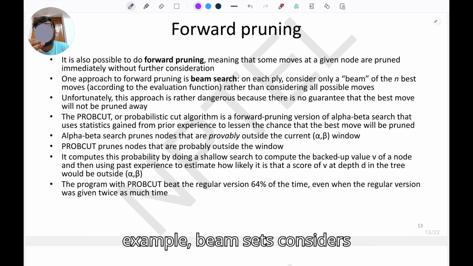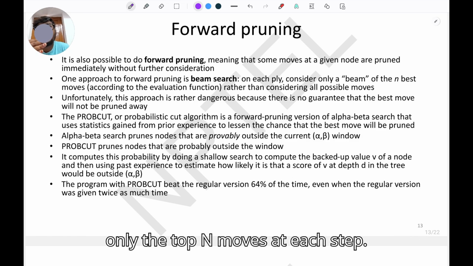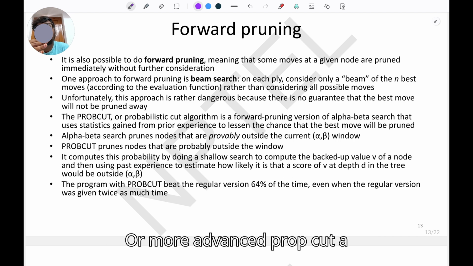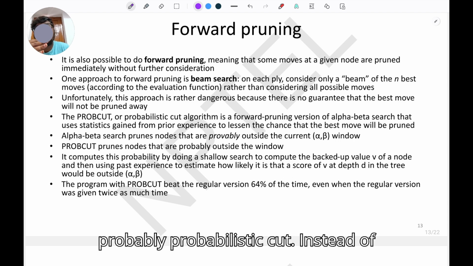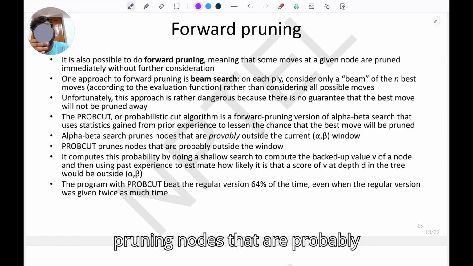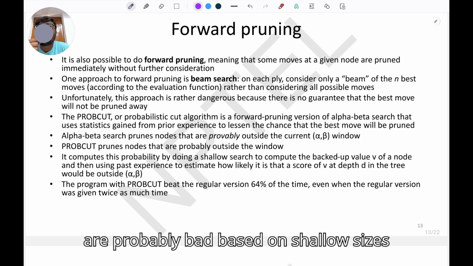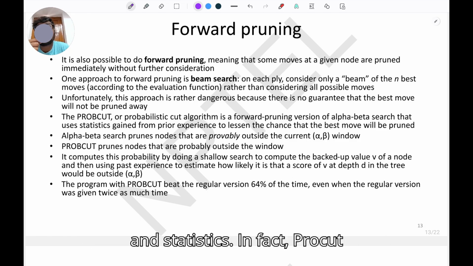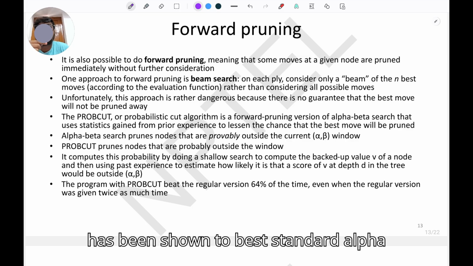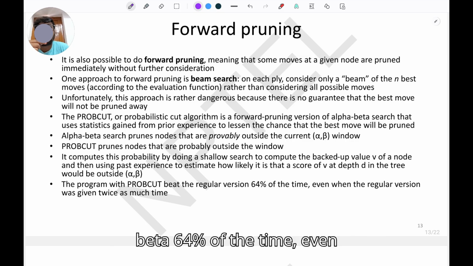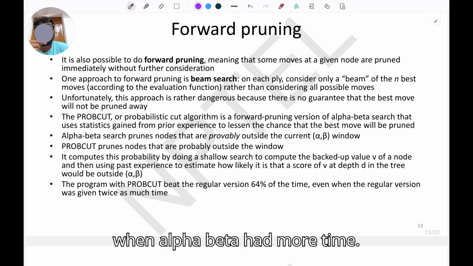For example, beam search considers only the top n moves at each step, or the more advanced ProbCut, a probabilistic cut. Instead of pruning nodes that are probably bad, it prunes nodes that are probably bad based on shallow searches and statistics. In fact, ProbCut has been shown to beat standard alpha-beta 64% of the time, even when alpha-beta had more time.